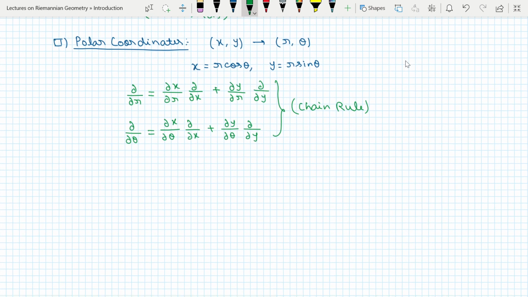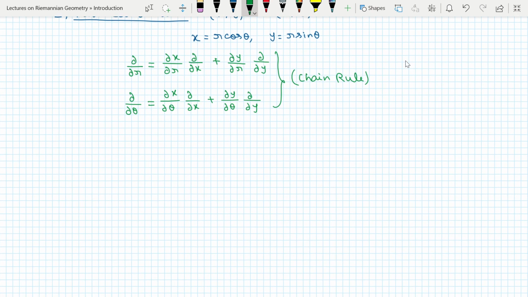Okay, now we have the basis vector and we know the explicit expression for x and y. So let's use that and find exactly what these are. What is ∂/∂r? Well, ∂x/∂r is simply cos θ, so this is cos θ ∂/∂x, plus ∂y/∂r is sin θ, so this is sin θ ∂/∂y.